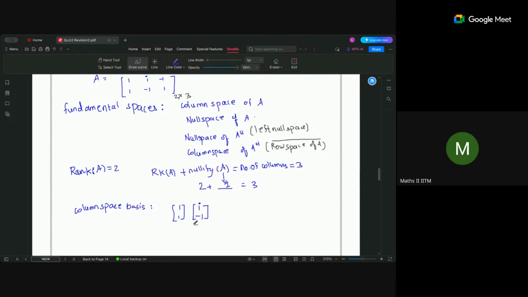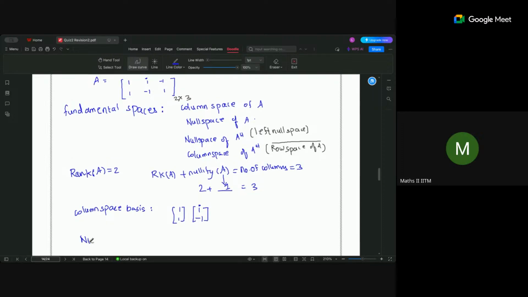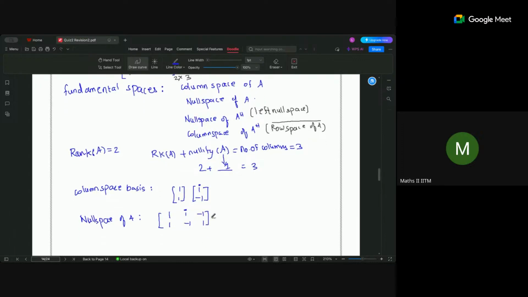Now the next thing is that we need to find the null space of A. For that, you consider [1, i, -1; 1, -1, 1] times [x1, x2, x3]. I'm sorry, I somehow remember that I did this in the session. If I am repeating it, sorry, I forgot. Maybe I should have picked a different one. But as long as you understand the concept, it should not be a problem. This is the concept I want to tell.